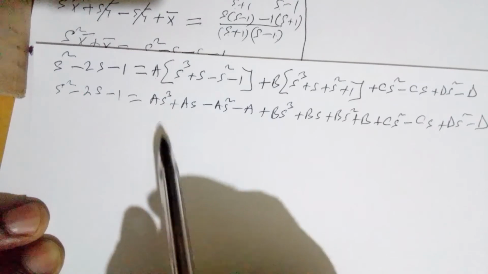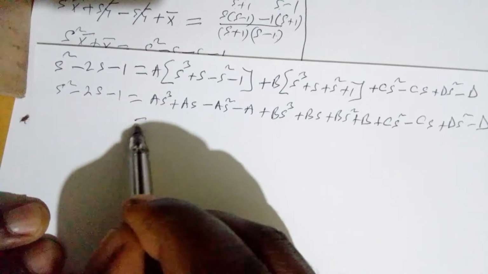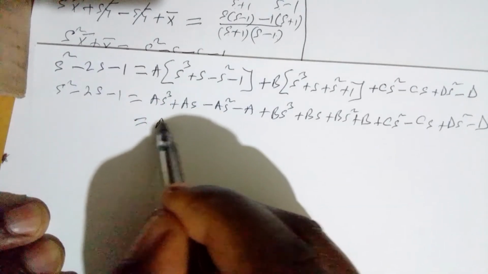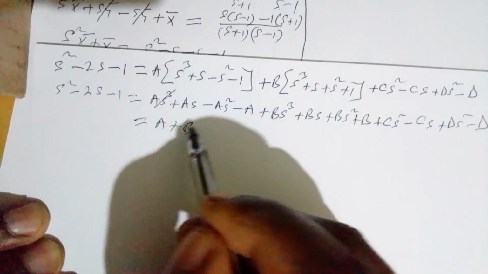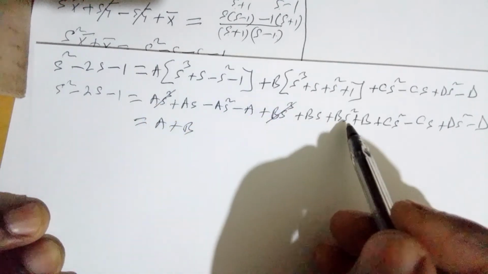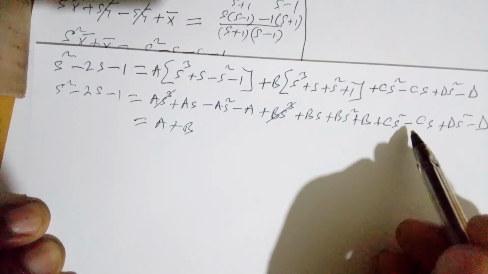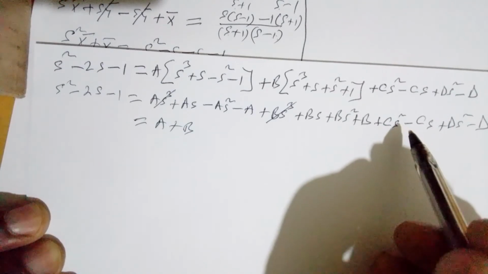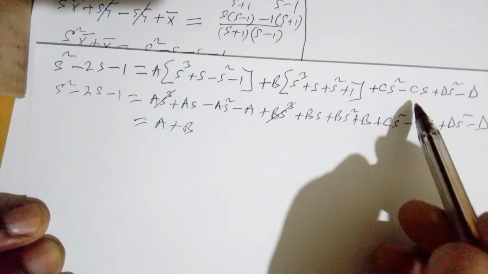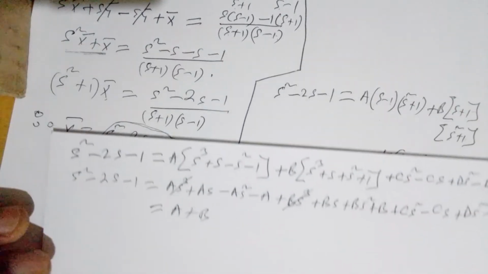So we group like terms. Those that have s cubed, we put them together. Those that have s squared, so this will be equal to, now I'll have A, this one, plus B, and then of course we have C.